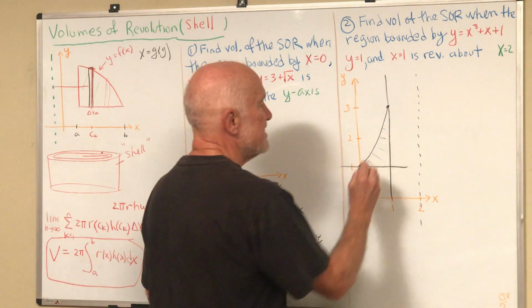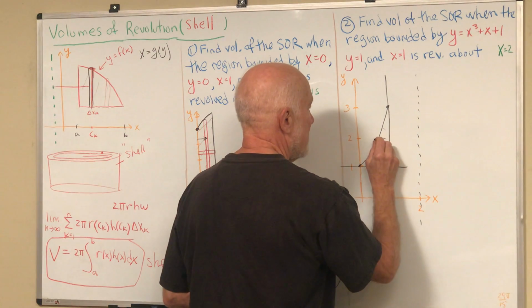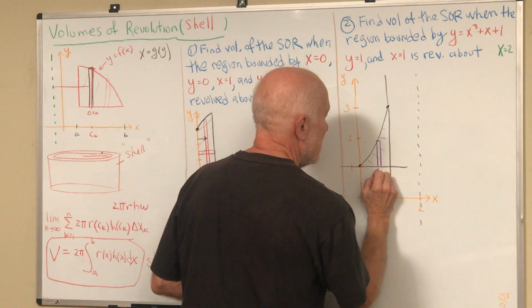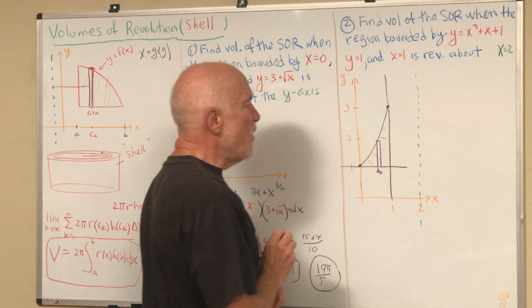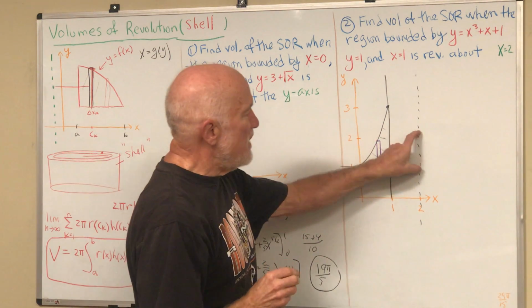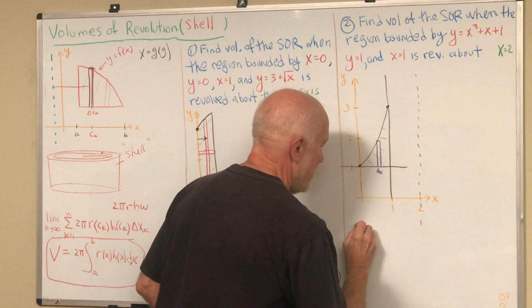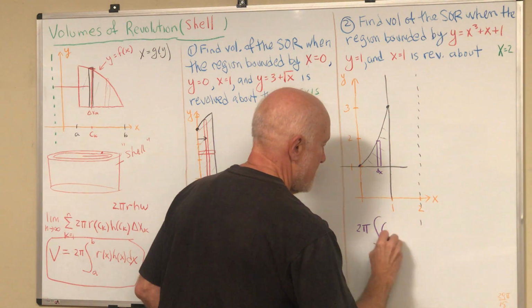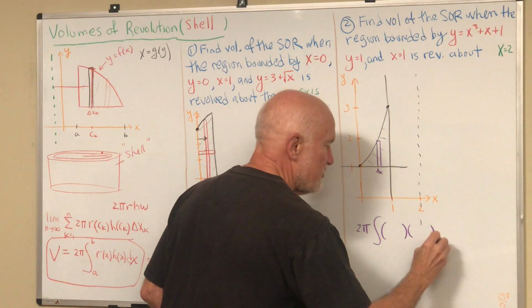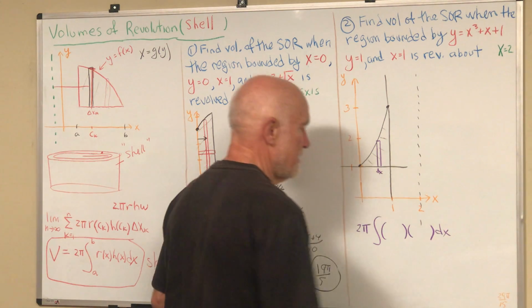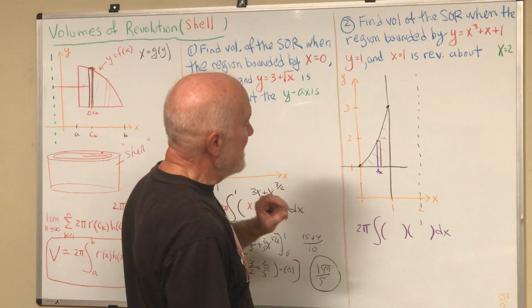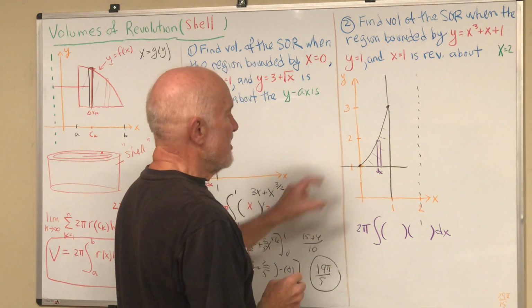We have to make our rectangle up and down, because I can only solve this for y. So right away, since the rectangle is parallel to the axis, I'm going to do shells. And with shells, you always have two things you need. You need the height of the shell, and you need the radius.